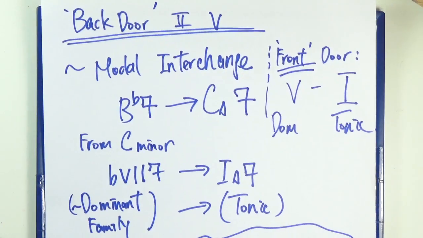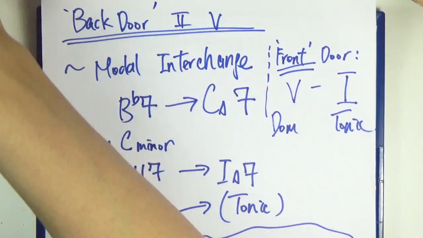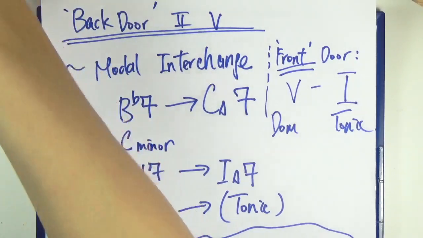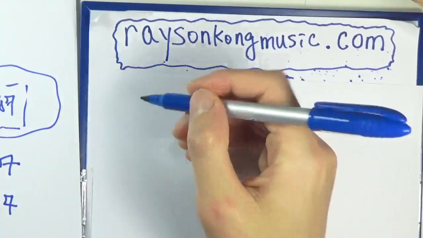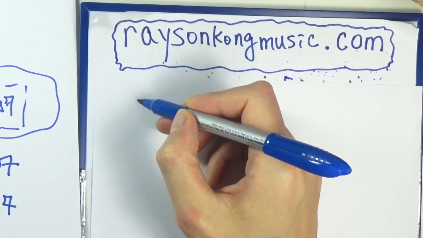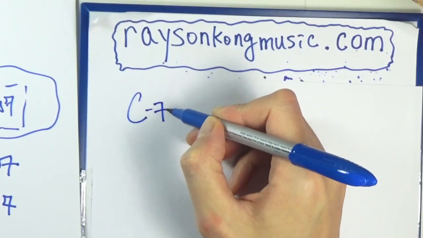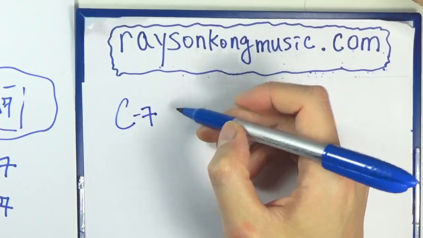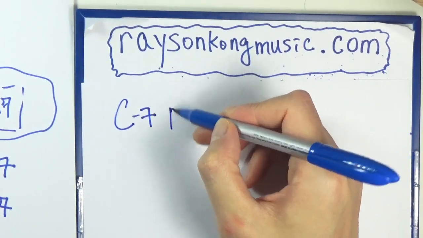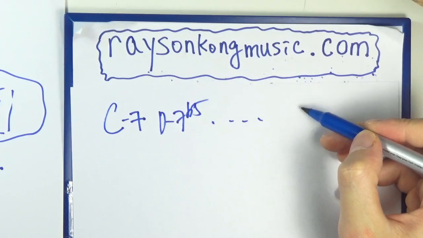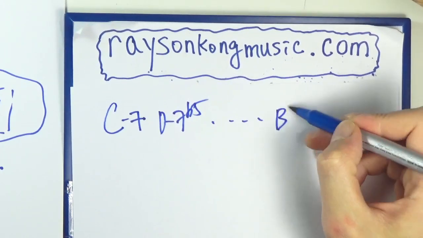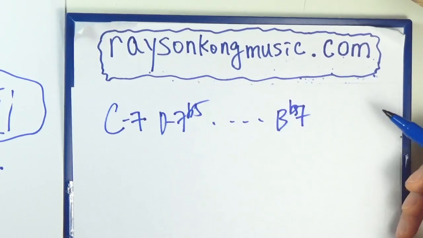Okay, you may be asking how do you come up with a chord like that? It's not in C major. Let me give you an example. It's actually from C minor. If you write out the chords from C minor, C minor 7, D minor 7 flat 5, I'm going to just skip over and go to flat 7. The flat 7 chord is actually a B flat dominant 7 chord, right?